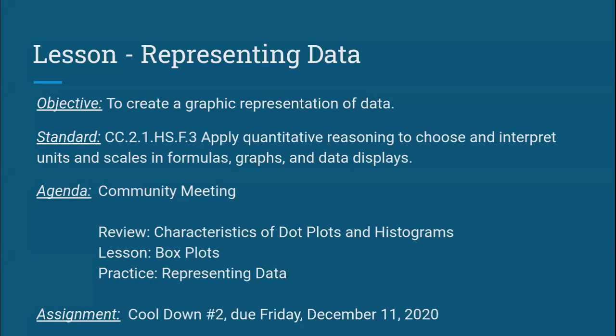So we will start as usual. Our agenda for today: we're going to have a little community meeting. Then we are going to review the characteristics of dot plots and histograms, because we did those on Monday. And then today we're going to talk about box plots again. Then we are going to practice representing data as a whole. And then we'll talk about the assignment that's due next Friday.